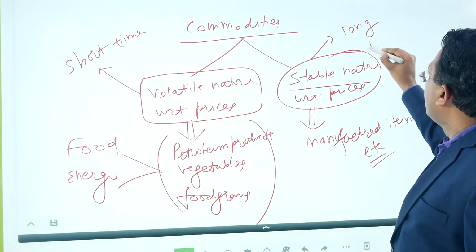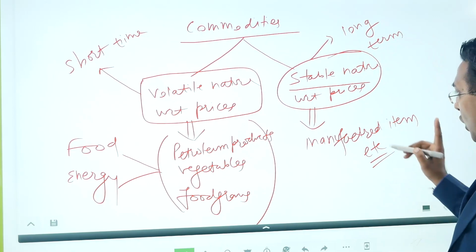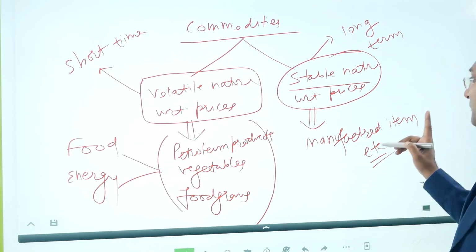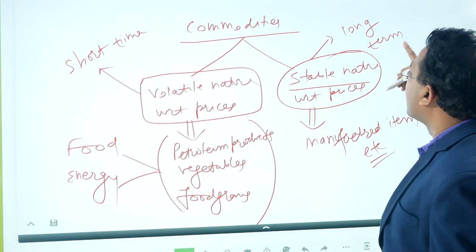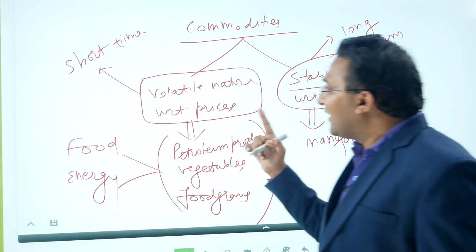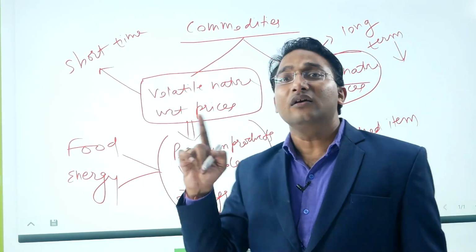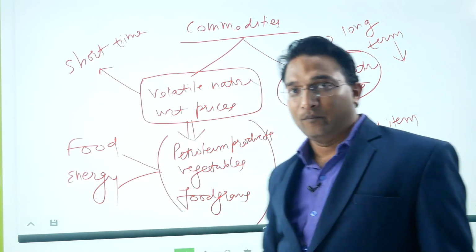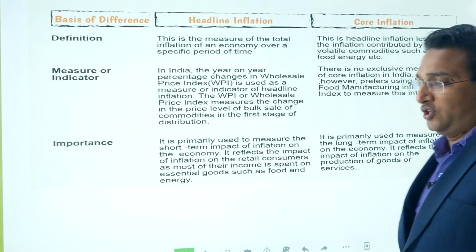If there is an inflation in the stable goods, non-volatile price goods, manufactured goods, then it shows that there is an inflation for the long term. So long-term steps need to be taken in this case. And when there is an inflation in these commodities, that means we need to take certain short-term steps. Now coming back to the headline and the core inflation.